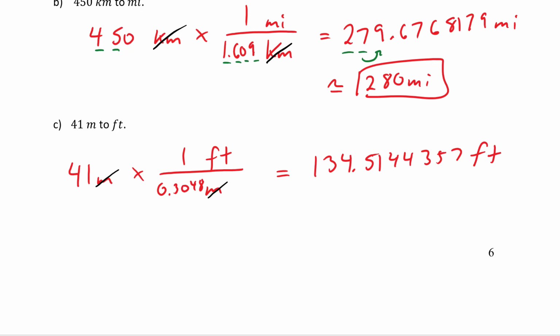Round that off now. That's an exact number. 2 digits, 1, 2, 3, 4 digits. So I'm going to round this off to 2 significant digits.